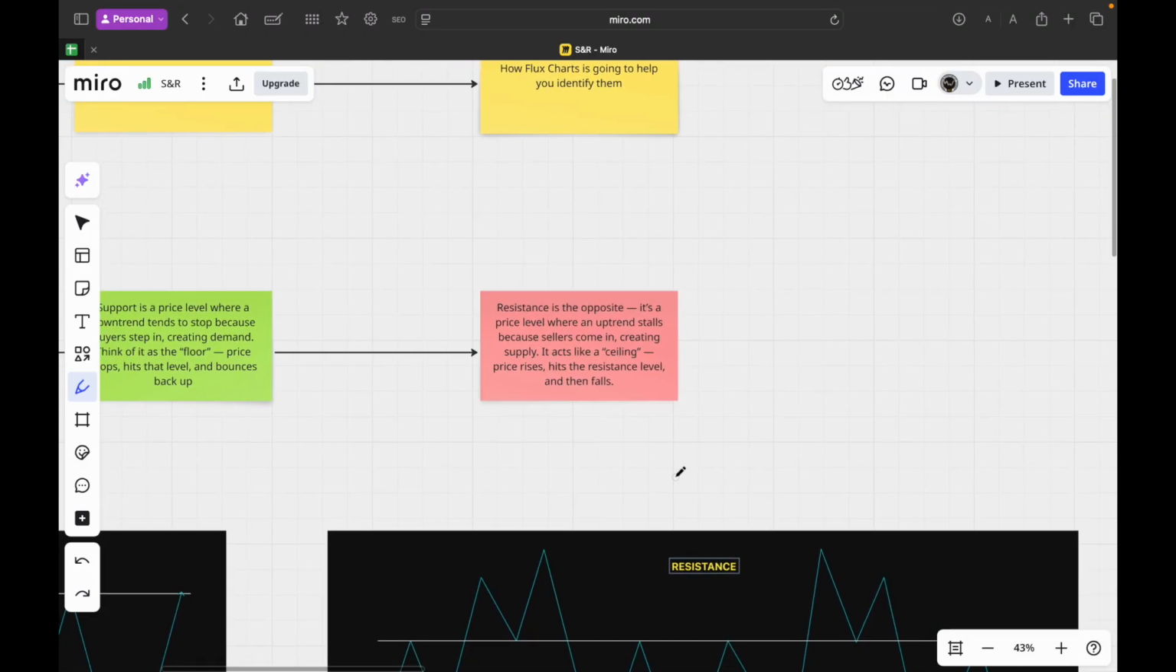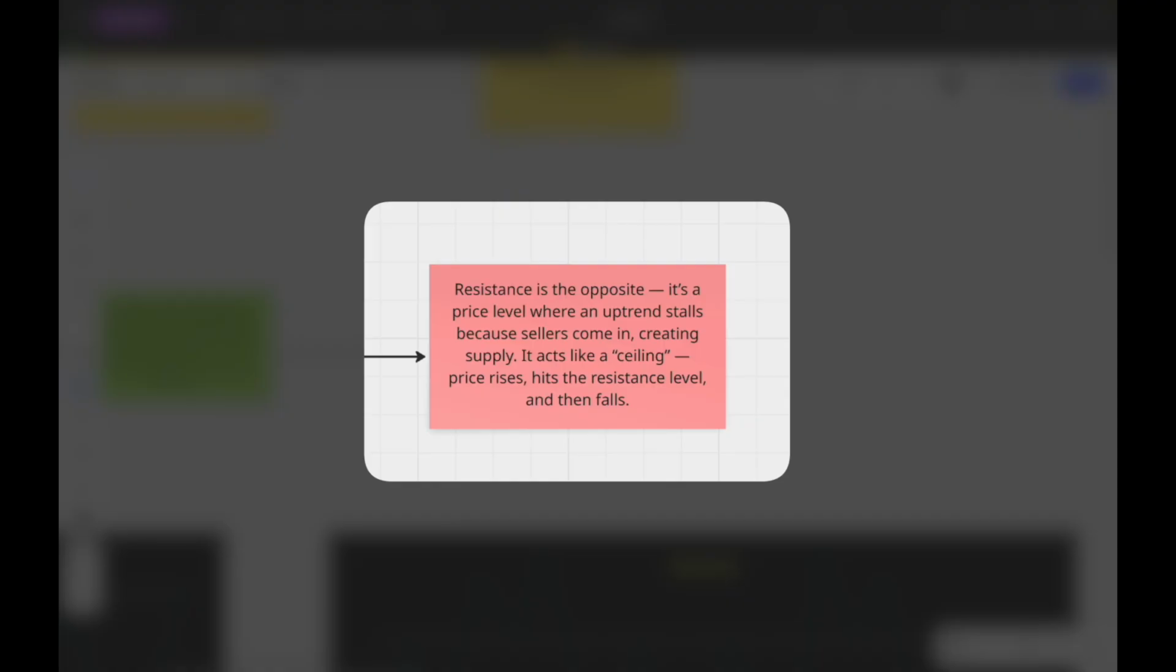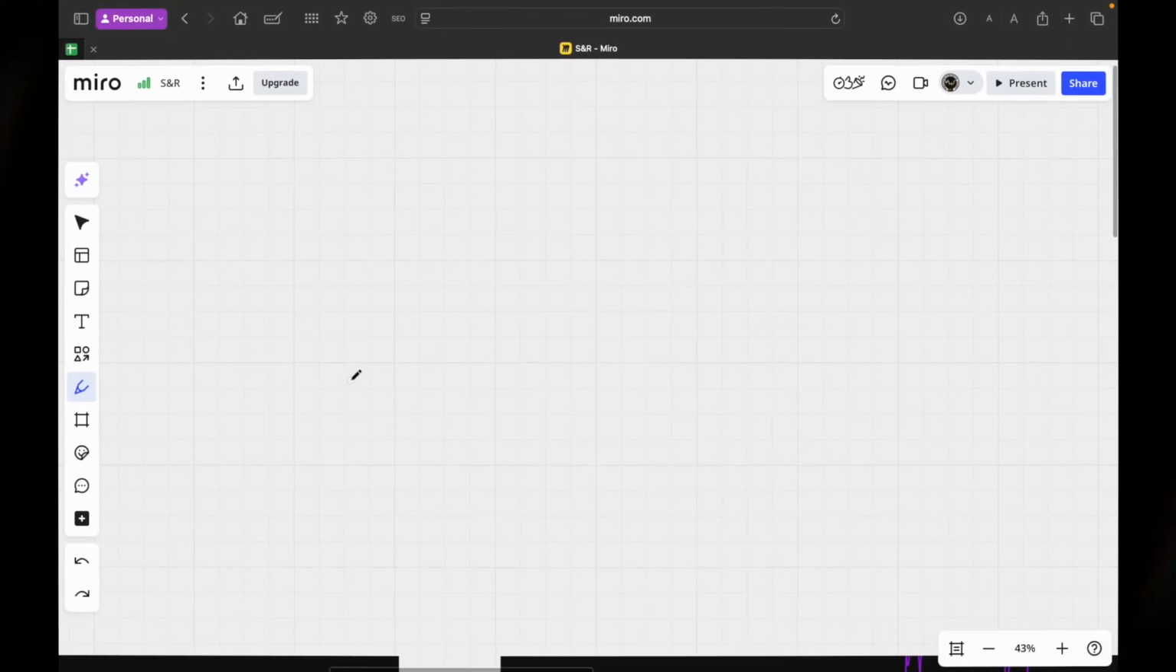Vice versa with resistance. Resistance is the opposite. It's a price level where an uptrend stalls because sellers come in, creating supply. It acts like a ceiling. Price rises, hits the level, and then falls. There are a few types of support and resistance we can look at.